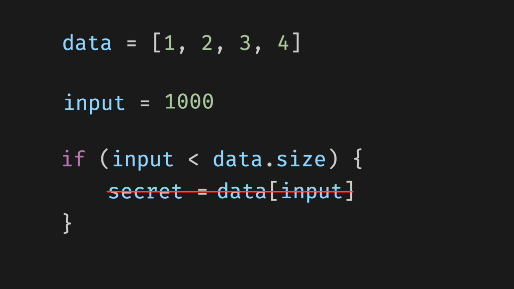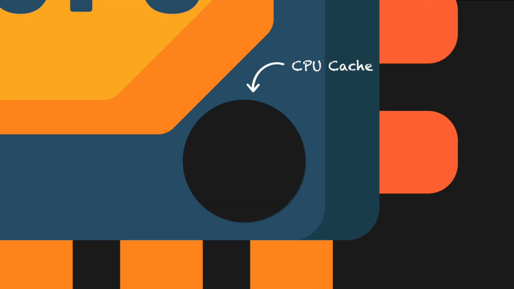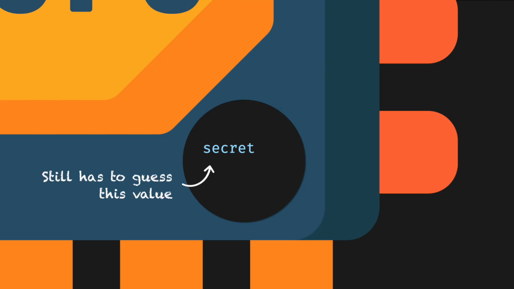But what the researcher has discovered is that even though the speculative execution has been undone, the value of secret is still available in the CPU cache. A CPU cache is a tiny storage in the CPU that allows it to read data from its cache much faster than having to go to the memory every time. So the only job left for the attacker is to guess the value of secret, and they will use a time-based attack in order to guess that value.